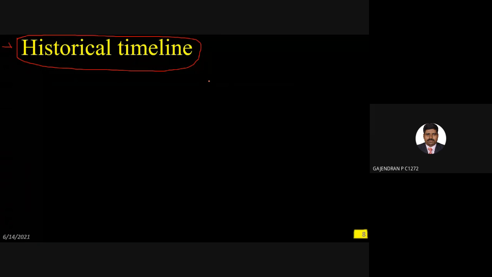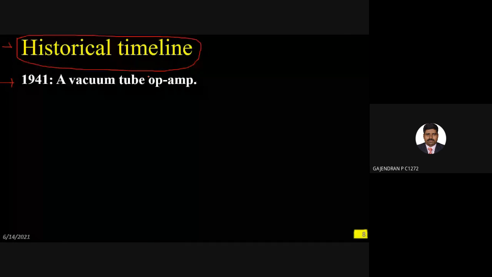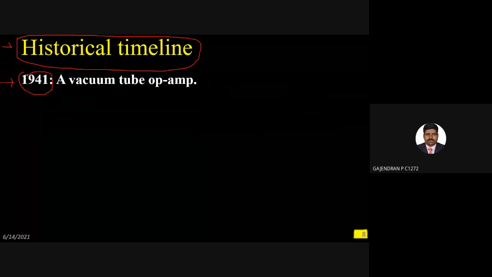So this is the first thing. It was the first version of the currently used operational amplifier, at the time of 1941. Was that before the Second World War or after the Second World War?